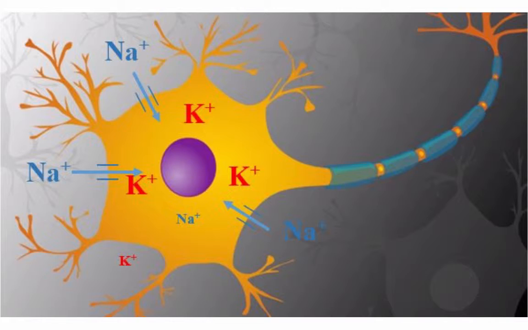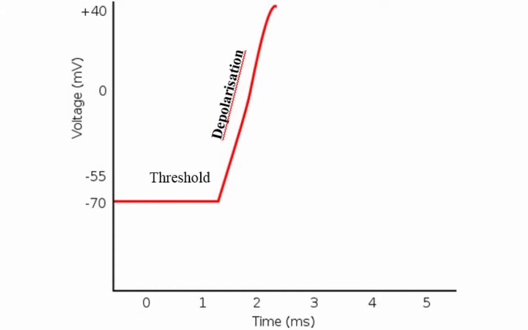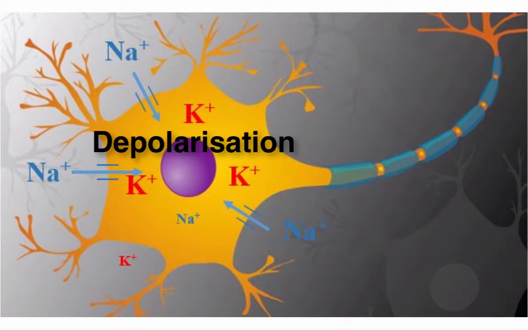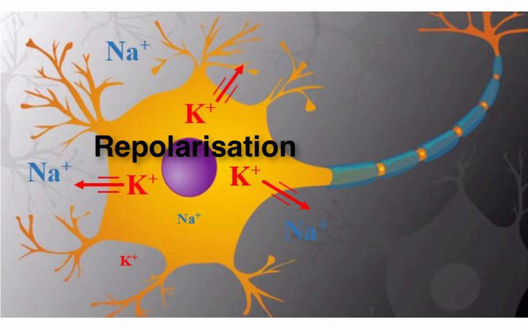On a graph, we see a stimulus causes threshold of negative 55 millivolts to be reached. Then we see depolarization caused by sodium ions entering the neuron, which increases the voltage inside the neuron to about positive 40 millivolts. After this stage, what will happen next? The third stage of the action potential is repolarization. Potassium gates now open and potassium ions exit the neuron, again by diffusion.